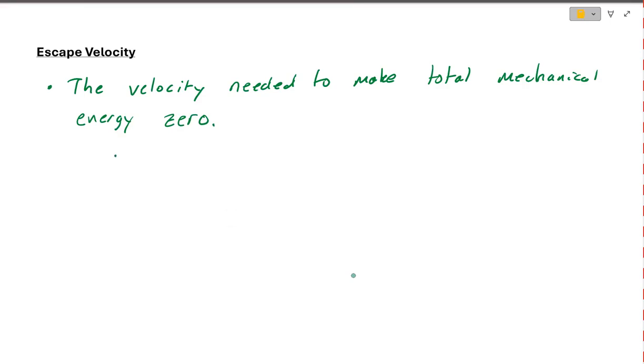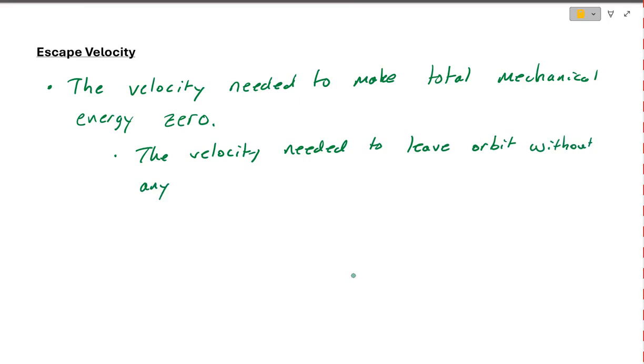So in other words, more practically, this is the velocity needed to leave orbit without any additional work being done. If something starts out with this velocity at some instant, it will leave orbit. Which is a little different, because a lot of times when we think about leaving orbit, what sort of things do you think about?